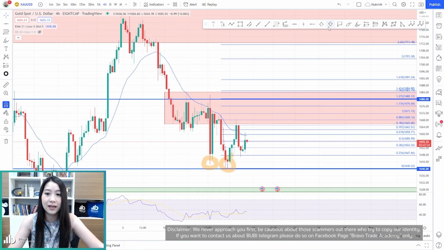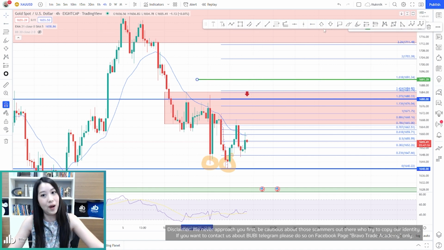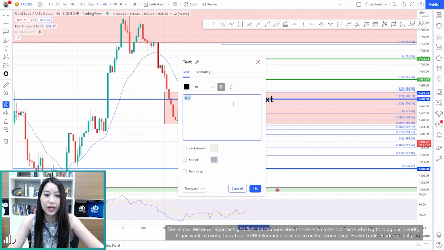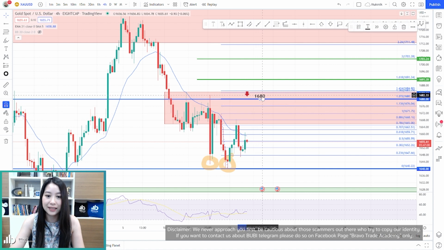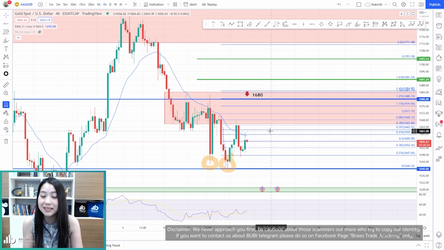Oh, interesting. So we have the first target at 1680, the second target at 1691, and the third target at 1700. Okay, so I would say the first target that we could wait for in this 4 hours time frame would be at 1680. That's the first one. We also have our zone as well, our resistance as well.